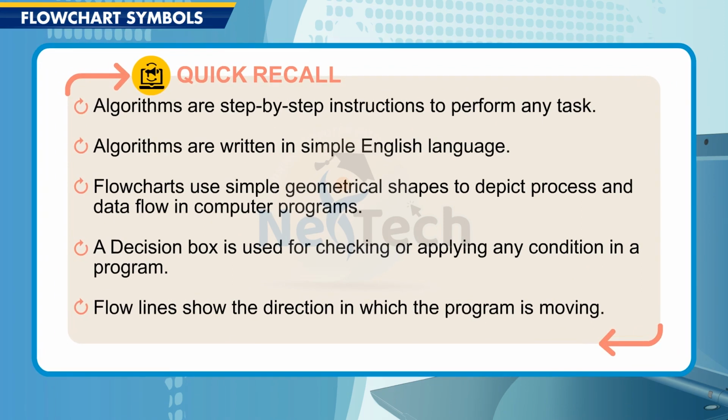Quick recall. Algorithms are step-by-step instructions to perform any task. Algorithms are written in simple English language. Flowcharts use simple geometrical shapes to depict process and data flow in computer programs. A decision box is used for checking or applying any condition in a program. Flow lines show the direction in which the program is moving.